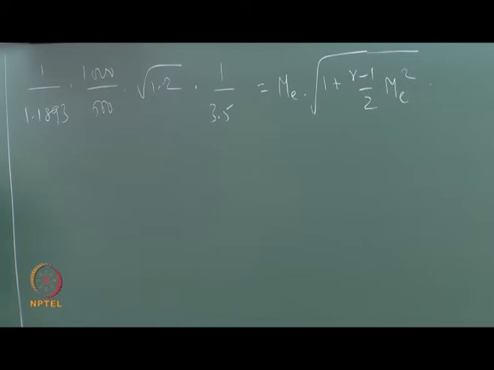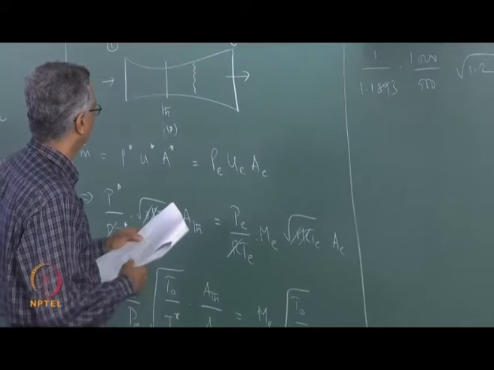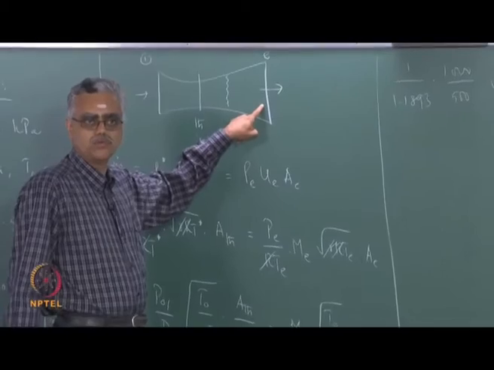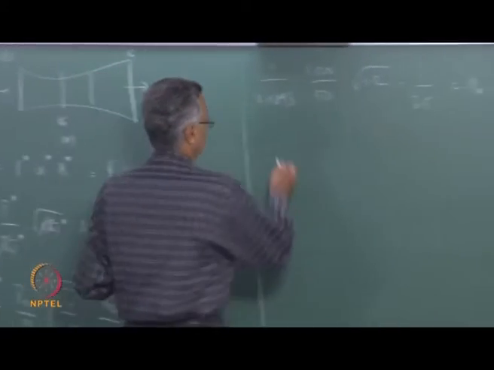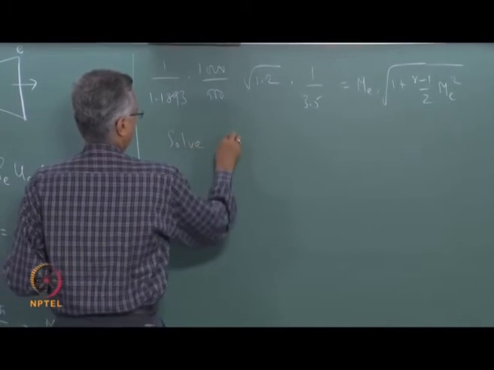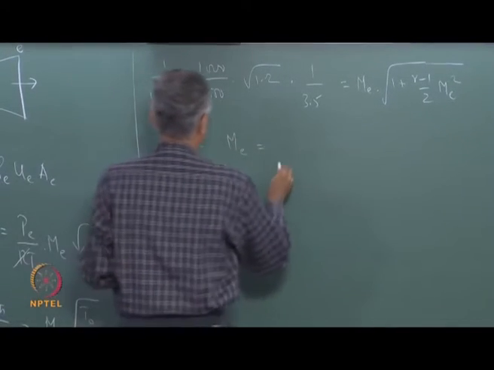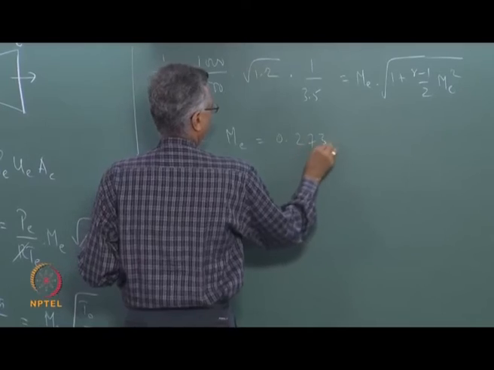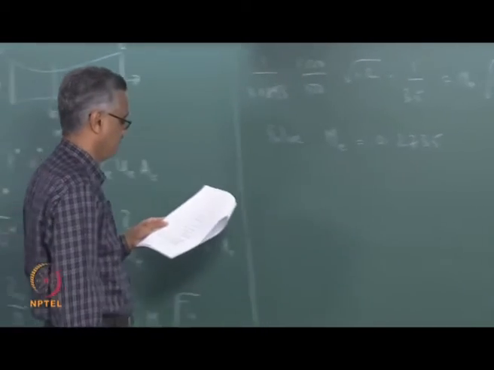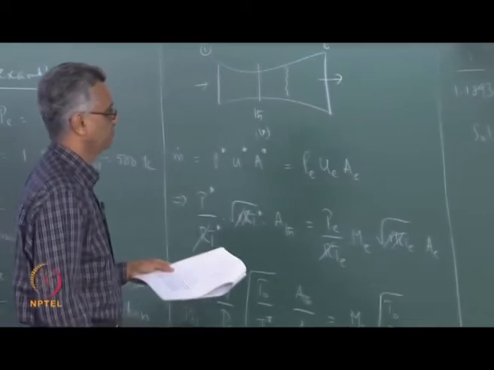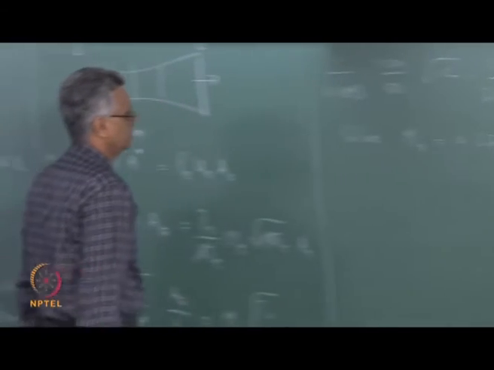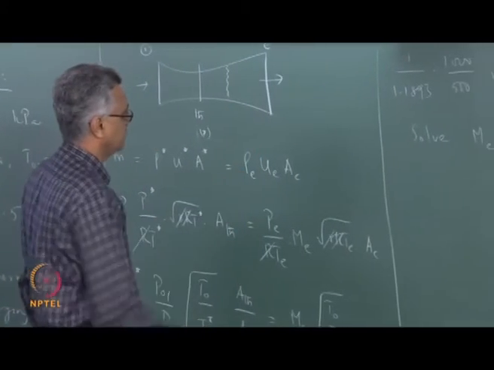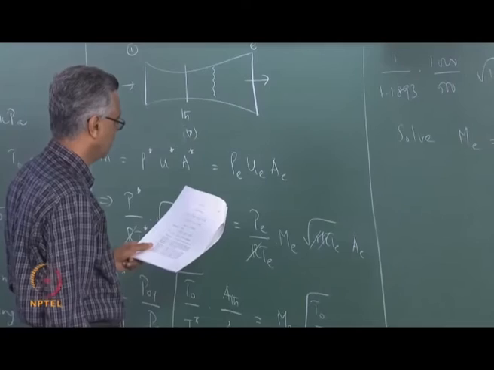So if you plug in and iterate, remember we are looking for a subsonic solution here. So I can solve this equation for M exit and get M exit to be 0.2735. It is not very difficult to solve this equation, it is a simple quadratic equation. So we take the subsonic solution, which is 0.2735.